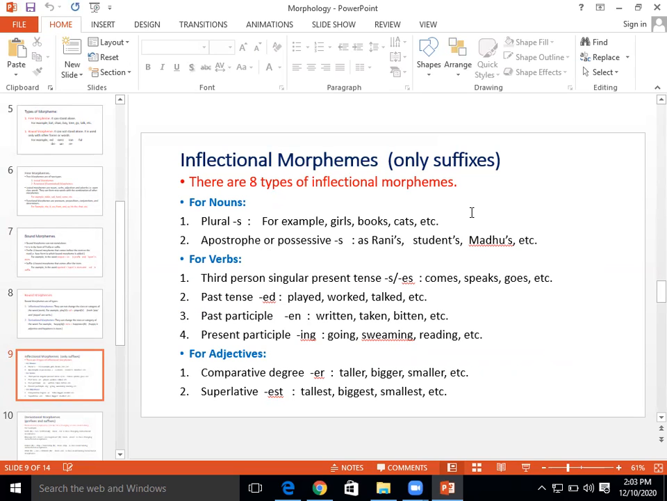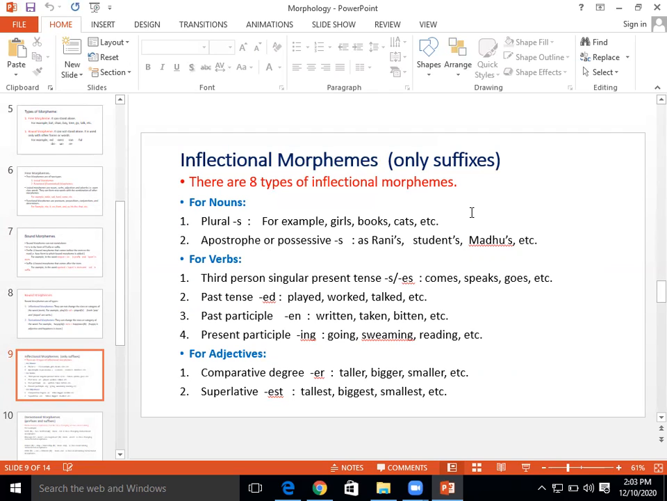Besides these 8 inflectional morphemes, all other suffixes are... actually, inflectional morphemes are only suffixes. No prefix is inflectional. When we think about inflectional morphemes, you just think about the suffixes. And which suffixes? Only these 8 suffixes. So besides these 8 suffixes, all other suffixes come in the category or type of derivational morpheme.